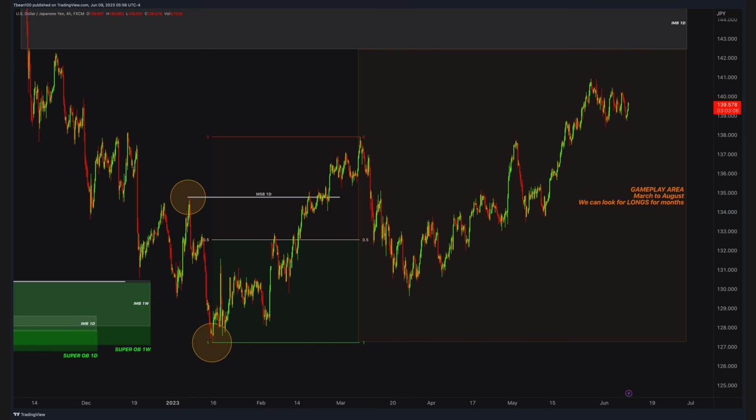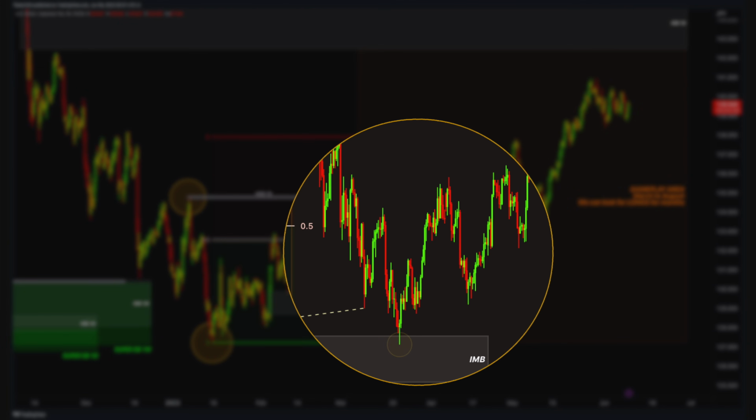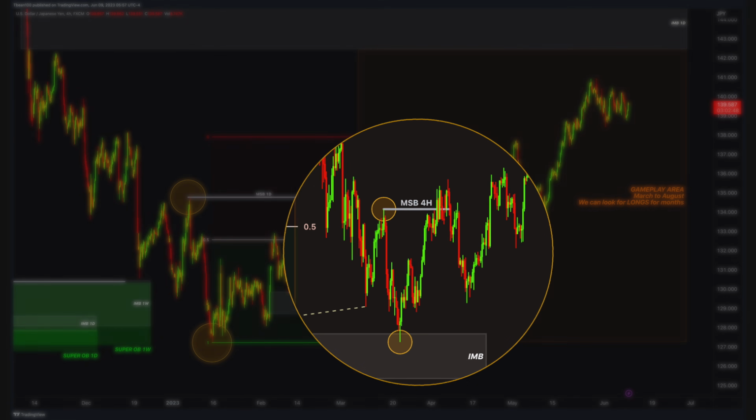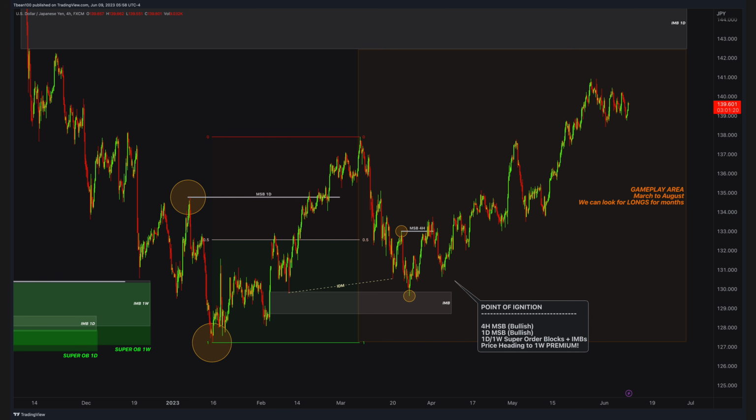Now we are in the 4 hours chart as you see. Notice this giant imbalance, which is inside the daily discount after the market structure break. You can also notice this simple inducement. Pay attention here. Another structure shift with the 4 hours chart. This is the point of ignition for long. I will fully explain everything on graphics soon. But what happens here is so simple. 4 hour bullish structure shift. 1 day bullish structure shift.